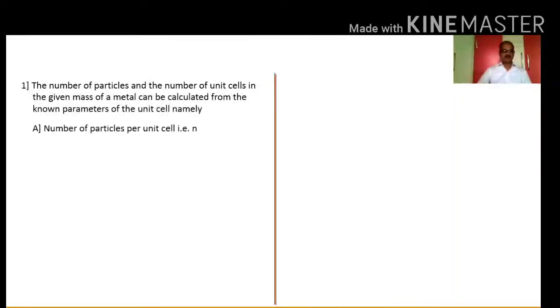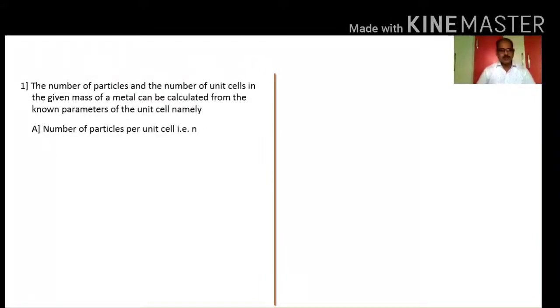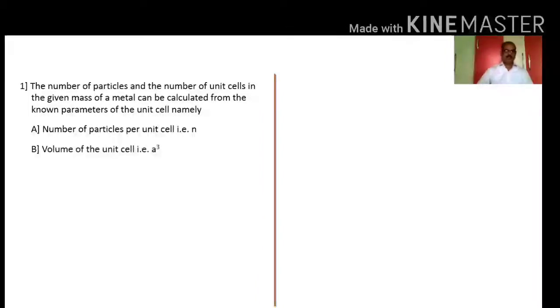Which are these parameters? The first parameter is the number of particles per unit cell. Let us call it n. If the unit cell is simple cubic, the value of n will be 1. If the unit cell is body centered, the value of n will be 2, and if it is face centered, then the value of n will be 4. The second parameter is the volume of the unit cell. How do you find it out? Using the formula a cube, that is edge length cube.